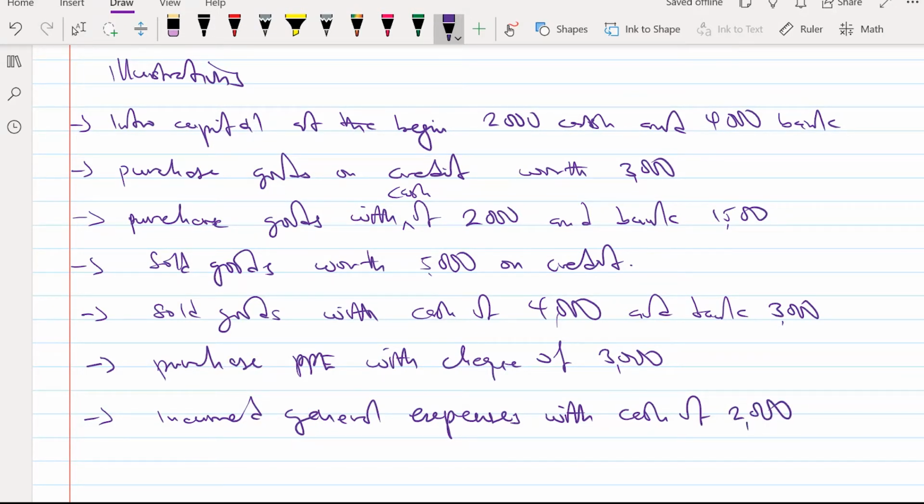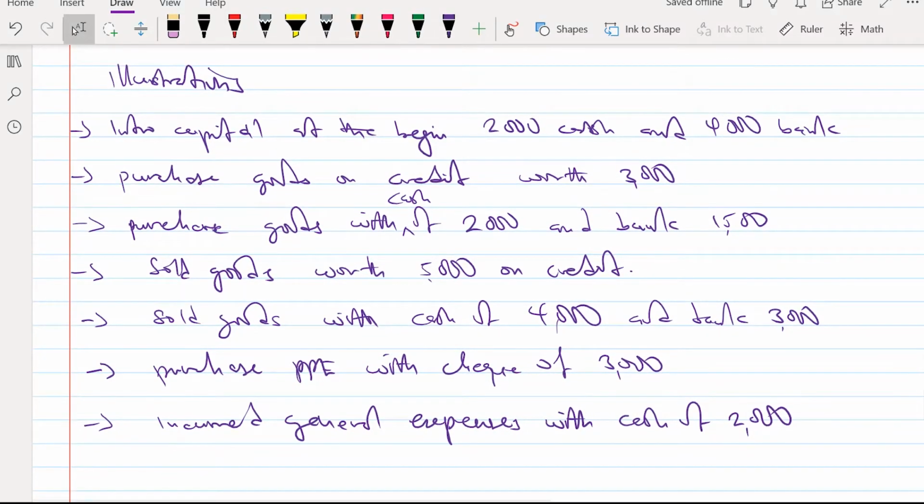So we have the information I've created here, and we are going to use this information to, like I said, open the necessary ledgers and close these ledger accounts. Then we are also going to prepare a trial balance with that, and going forward from there, the final account.